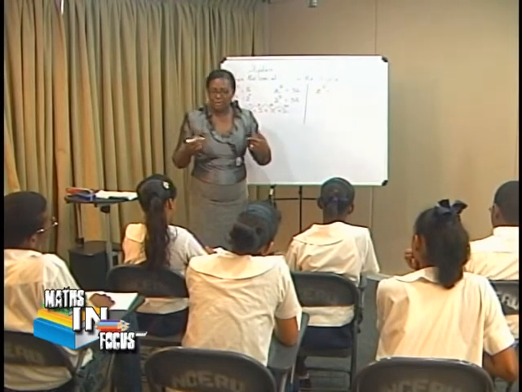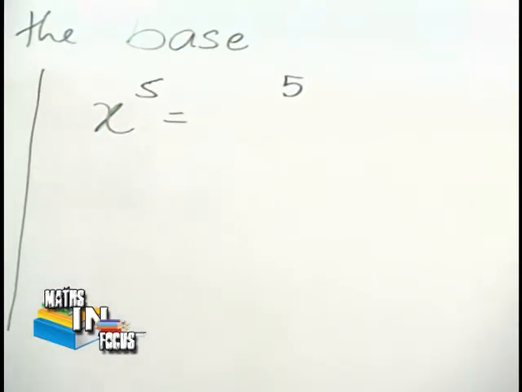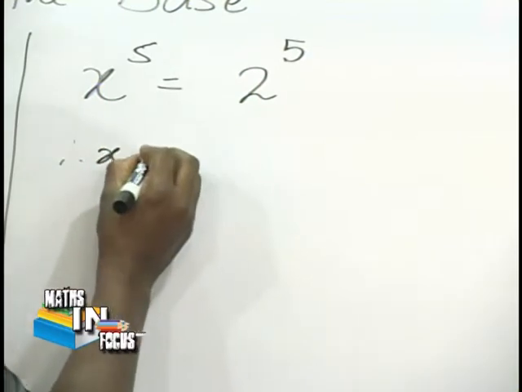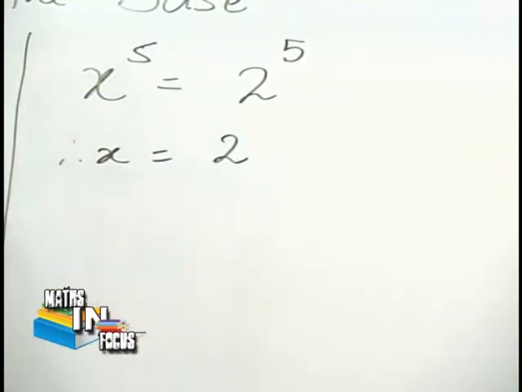What must the base be? The base has got to be 2. And as long as the powers are the same, we equate the bases. Therefore, x is equal to 2. Now that's only the second one. The third approach. Let's go again.